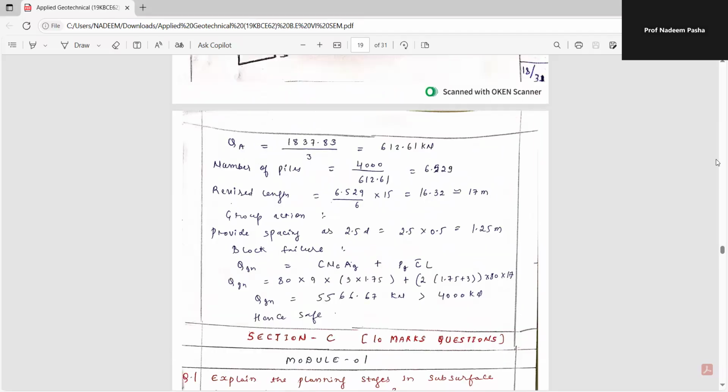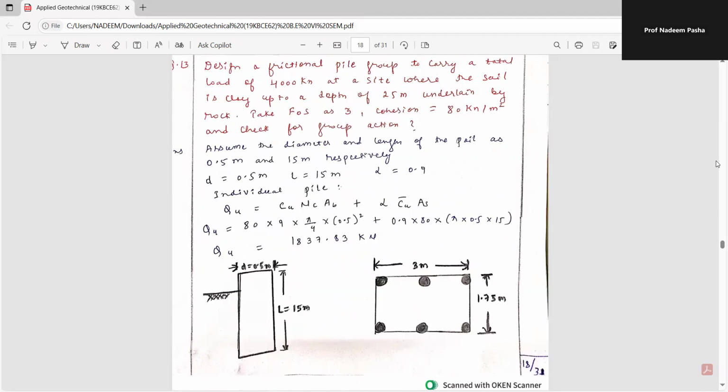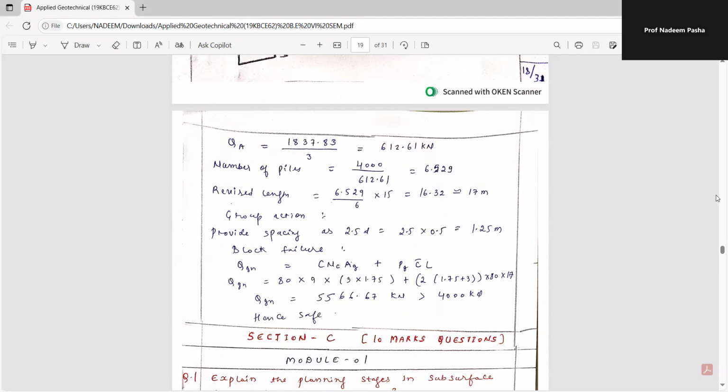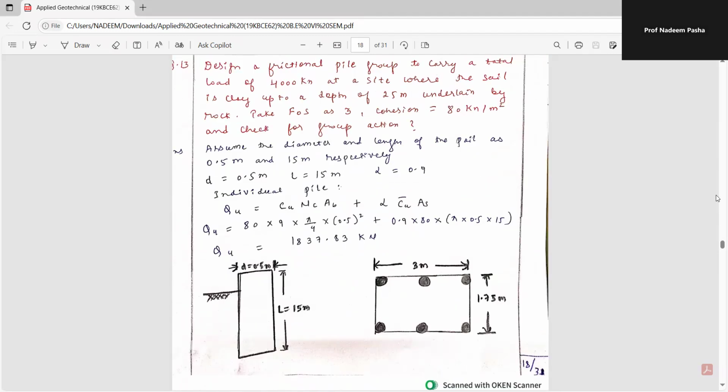Okay, I will just clear your doubt with respect to the problem. See here, what is happening here? It is 6.529 only. QA. I just read it from this part. Sorry. Wait. Okay.